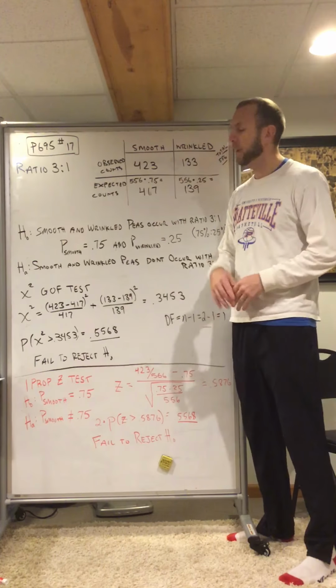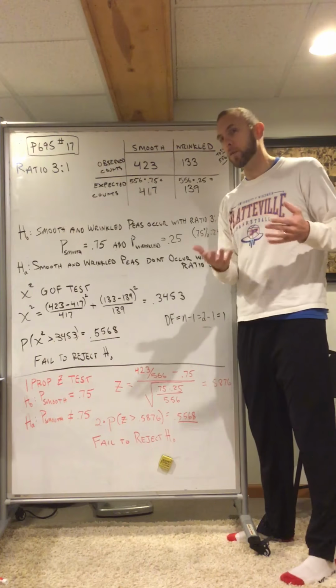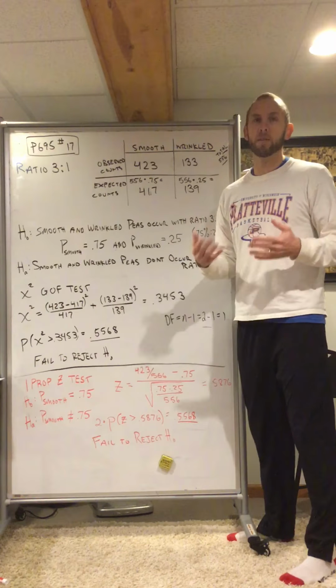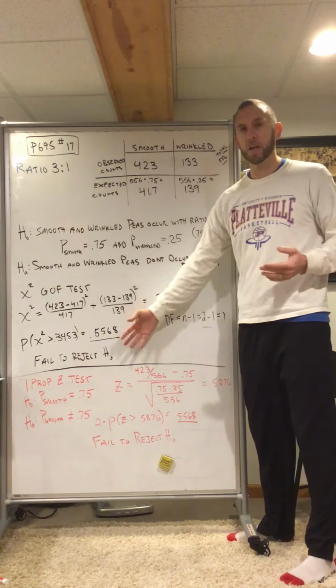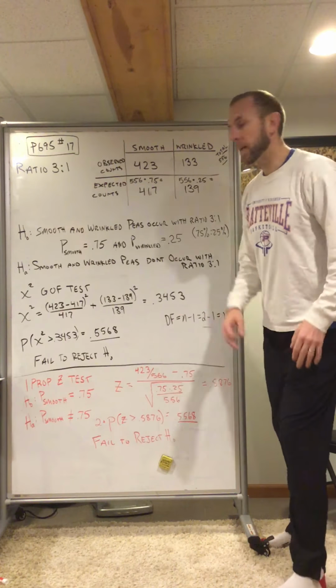We have a large p-value. We fail to reject. We don't want to say that Gregor Mendel was right, which he was, but we don't have evidence to reject him. So we fail to reject Mendel's claim. All right, now here we get to the fun part.